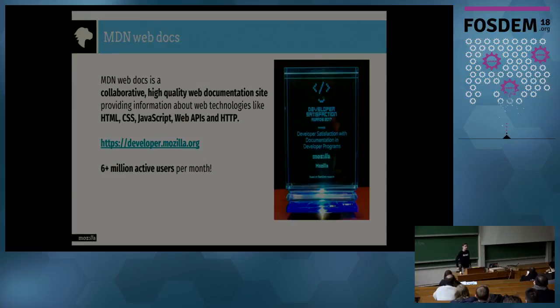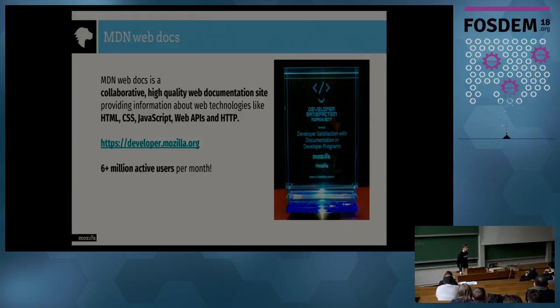So MDN is a documentation site where a few tech writers and a large community try to document the web. And that means we are writing about HTML, CSS, JavaScript, HTTP, and basically all the technologies that the browser runs. And we do this in a wiki form on developer.mozilla.org.